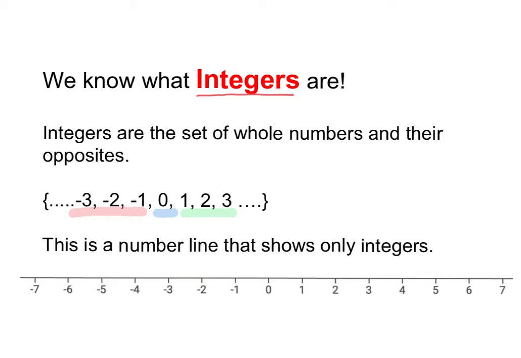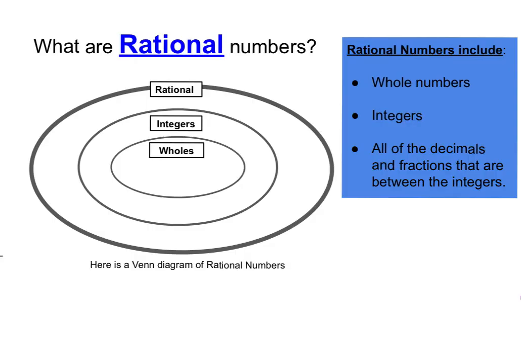But what if I told you there was another set of numbers? That's right. There's another set of numbers called rational numbers. Now, what are rational numbers? If you look over here, we find out that rational numbers include whole numbers like 1, 5, or 8. Rational numbers also include integers like the numbers -1, -10, or -23. Rational numbers also include all of the decimals and fractions that are between the integers, like 1.2 or 1/2, 4.27 or 3/5.